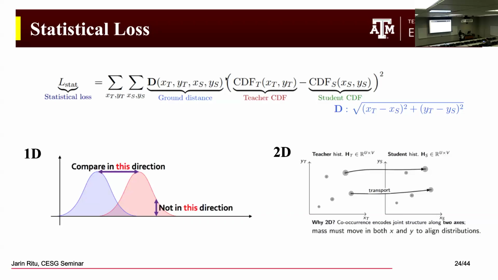This concept is presented in this mathematical formulation, where we calculate the CDF of teacher and student and take the difference, and that gives us a measure of how much mass we need to move. Then we multiply it by the ground distance. The ground distance tells us in which direction we need to move. Is it up or down? Is it left or right? So in total, that's how we calculate the EMD loss. The goal is to align the student's distribution with the teacher's distribution.